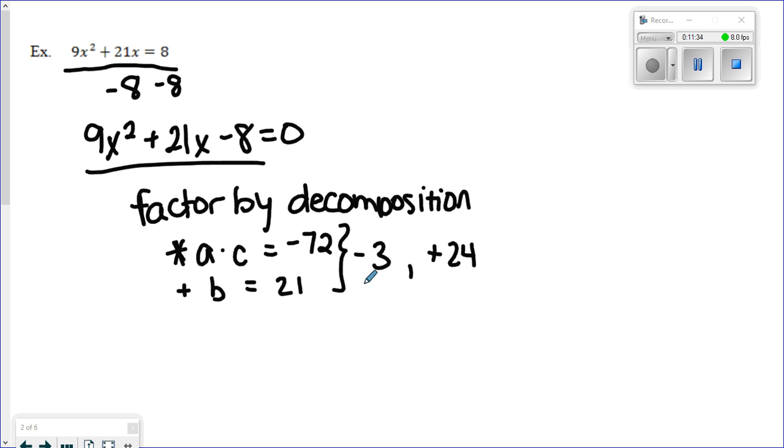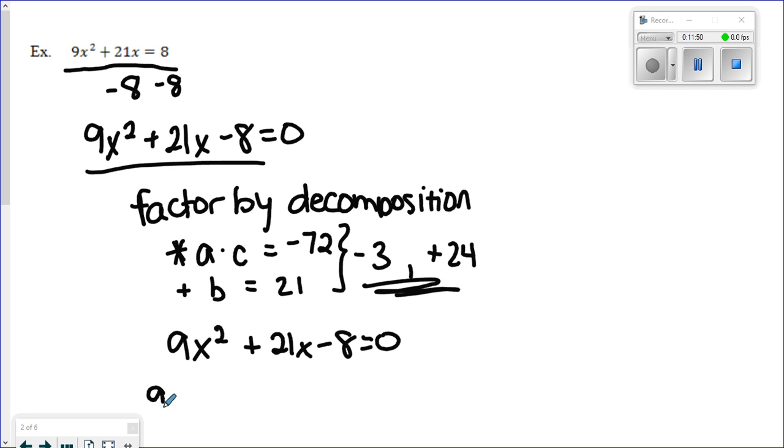So what these numbers are getting us is they're actually splitting our b term into two parts. So our equation, when we had it written out there, 9x squared plus 21x minus 8 is equal to 0. What we've done with these terms is we've split our b term. So 9x squared plus 24x minus 3x minus 8. So what we've done is we've split this term into two parts.